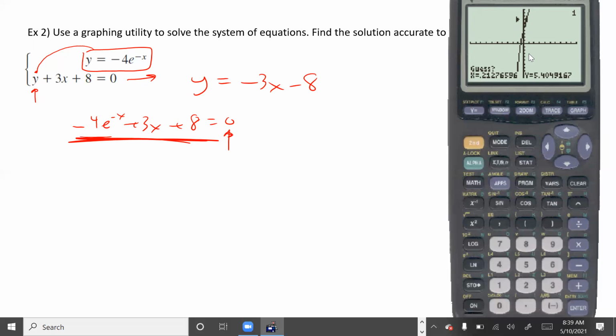So we're doing the intersect, right? No, we're doing the 0 button. Oh, I see. And then all we do is it says guess. So just kind of get a little close to that little 0 there, and click guess.